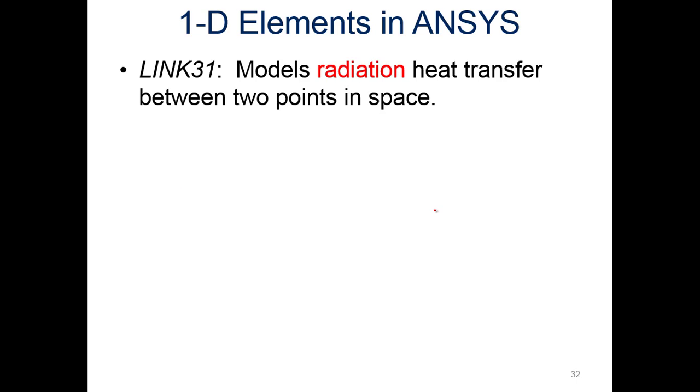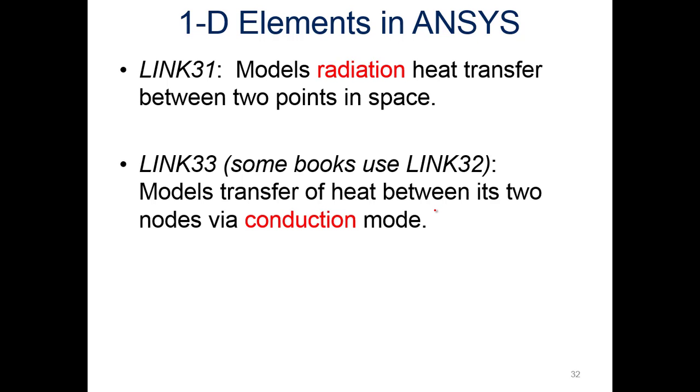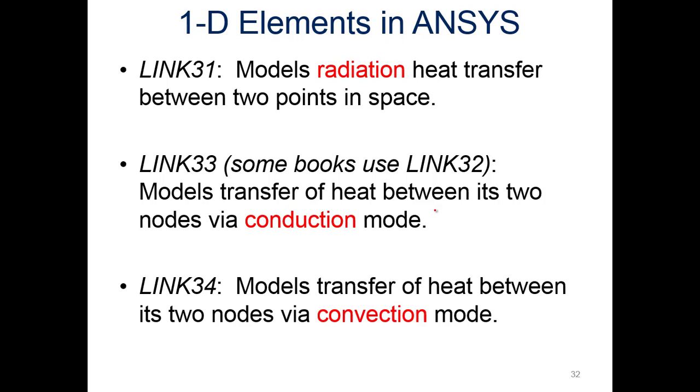So now we're going to look at a specific ANSYS example where we can apply and use our thermal elements. All right, so a brief setup for that. We have link 31, which models radiation heat transfer between 2 points in space. We have link 33. Some books use link 32. We're going to focus on link 33. It models transfer of heat between 2 nodes via conduction. And we have link 34, which models transfer of heat between its 2 nodes via convection. All right, so we're going to focus on 33 and 34 in this example here.